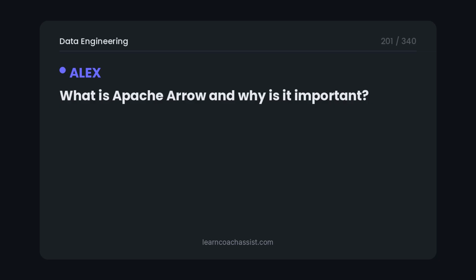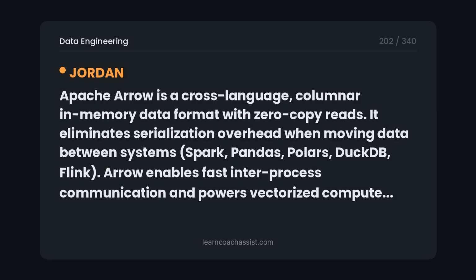What is Apache Arrow and why is it important? Apache Arrow is a cross-language, columnar in-memory data format with zero-copy reads. It eliminates serialization overhead when moving data between systems: Spark, Pandas, Polars, DuckDB, Flink. Arrow enables fast inter-process communication and powers vectorized compute engines. It is a foundational technology in modern data tooling.